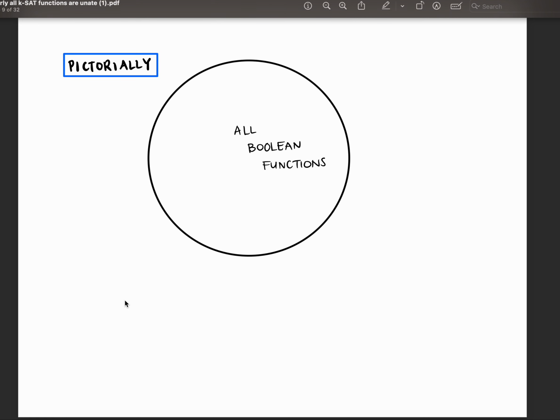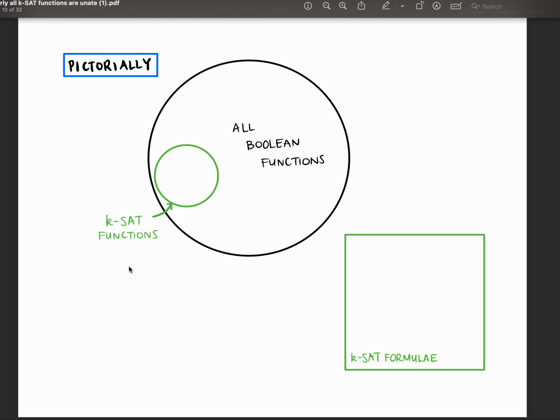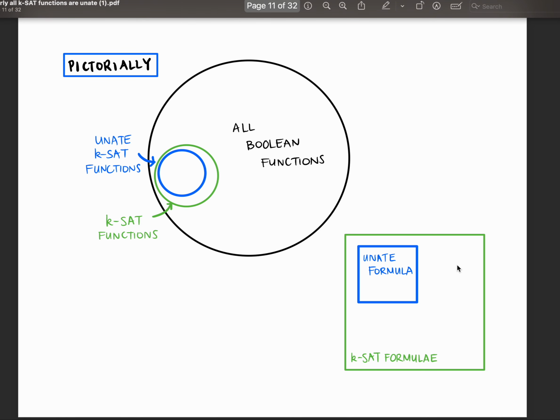So pictorially, what do we have? I'm going to use circles to describe functions and squares to describe formula, because as we've seen earlier, there's not exactly a one-to-one correspondence. So we have some big space of all Boolean functions. We know that there's some smaller sub-collection that corresponds to the k-SAT functions. Separately, we have a relatively big collection of k-SAT formula, not all of which correspond to unique functions. Within the set of k-SAT functions and k-SAT formula, we have the unate formula, which are in one-to-one correspondence with distinct Boolean functions, and we call these the unate k-SAT functions. Right? Each unate formula gives us a different Boolean function.